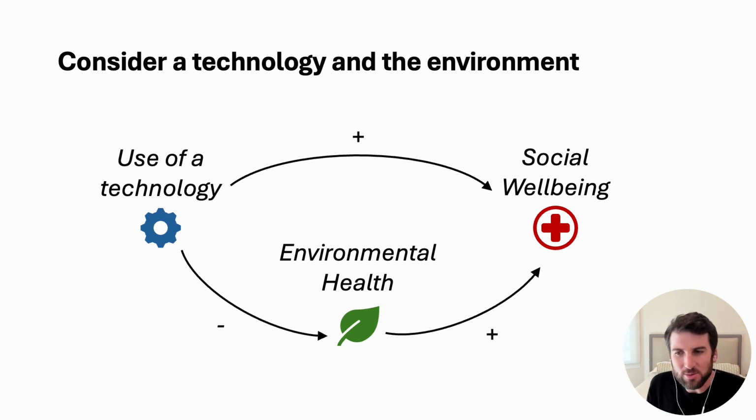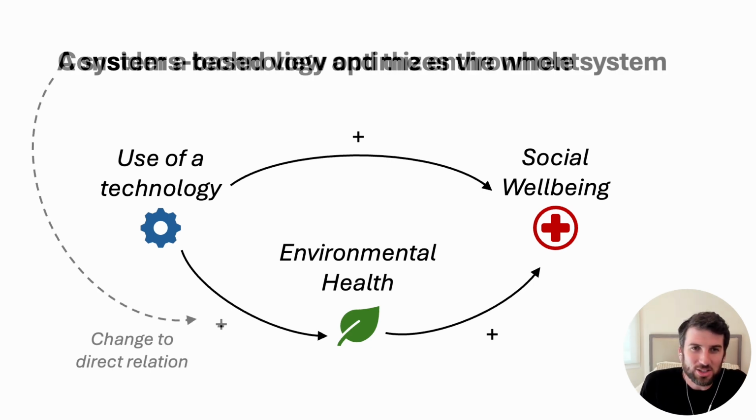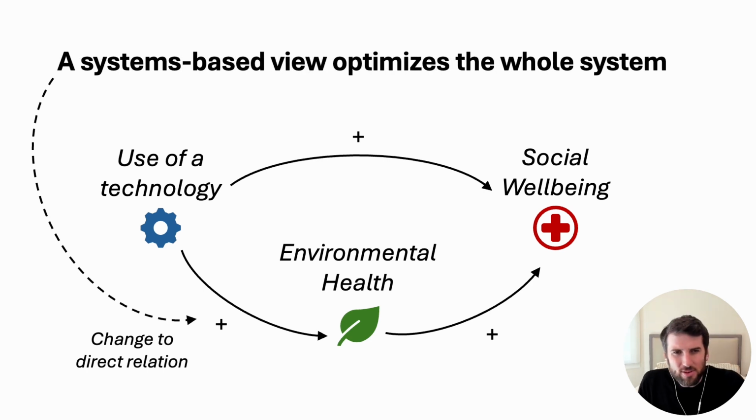So a systems view is not just about looking at the technology and the user and considering just one piece, or the environment and the social well-being. It's considering this non-linearity and that there can be different kinds of what are called feedback loops. And when you're optimizing, it's very important. And I'll just say that a systems-based view is really trying to optimize the whole system.